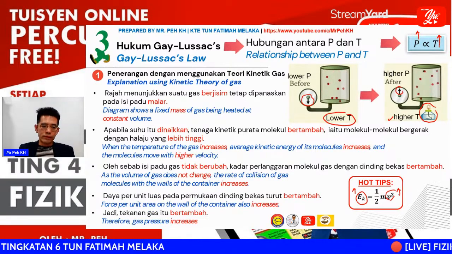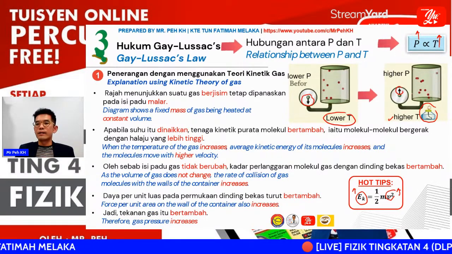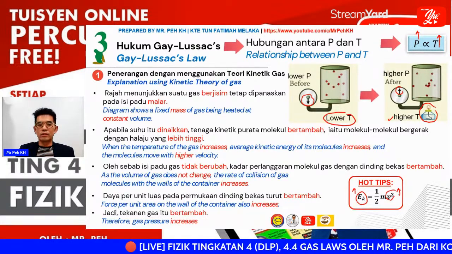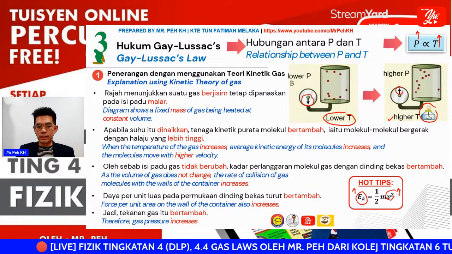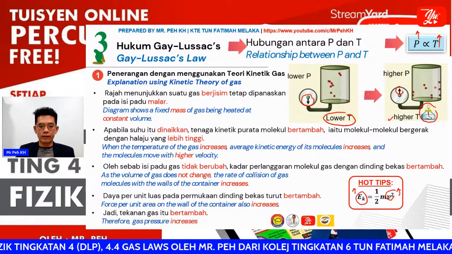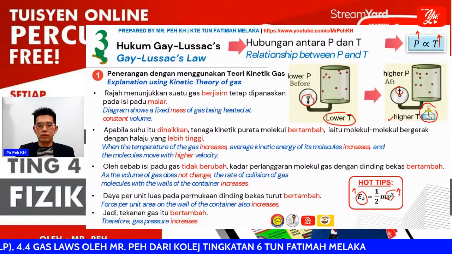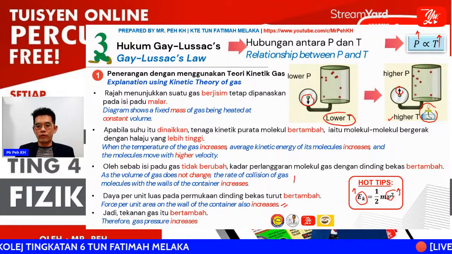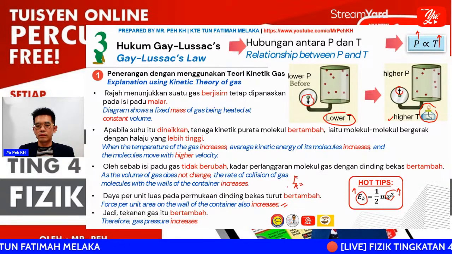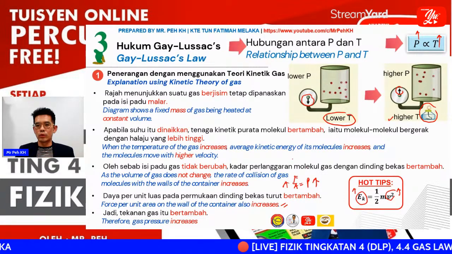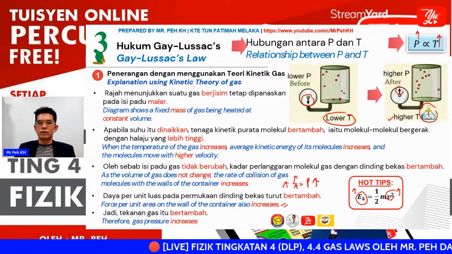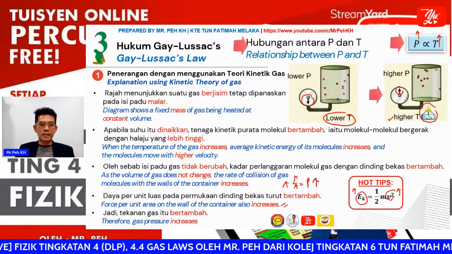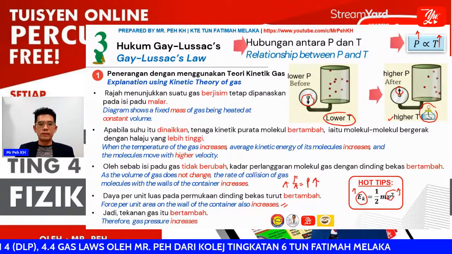Okay, so when the kinetic energy of the particles increases, that means the collision against the wall of the container increases. So the F over A, force per unit area of the wall of the container, will increase also. So when F over A increases, P will increase. So this is the kinetic theory of gas, which we are able to use to explain the Gay-Lussac law here.